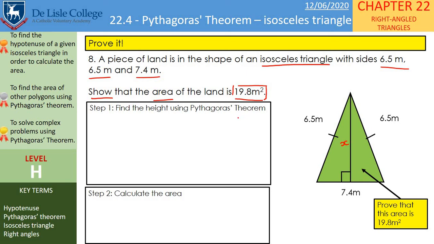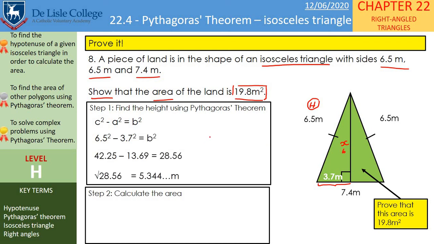So that's 3.7 because it's half of 7.4. We know we're trying to find a shorter side because that there is the hypotenuse. So c squared minus a squared equals b. We'll say that's b if that confuses anyone. So 6.5 squared minus 3.7 squared, and you get 28.56, and the square root of that is 5.344, and so on.